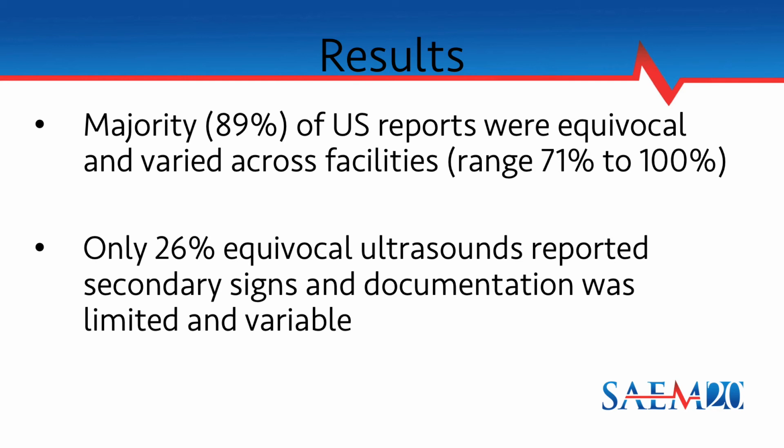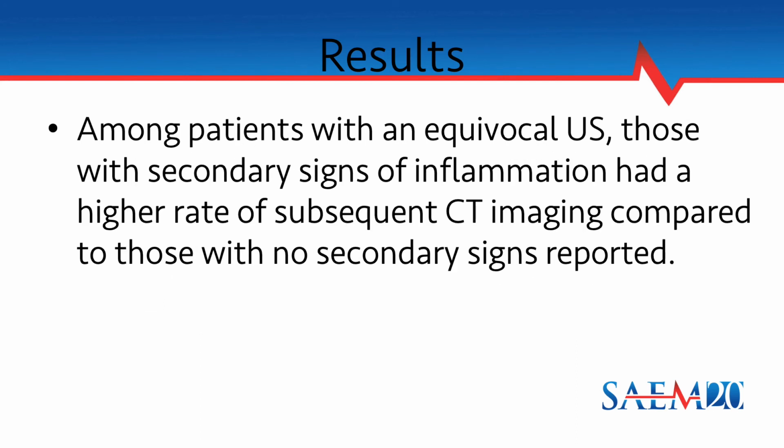Only 26% of equivocal ultrasounds reported secondary signs, and documentation for this was even limited and variable, with 13% documenting free fluid, 7% enlarged lymph nodes, 5% peristalsis, and only 1% documenting lower quadrant tenderness. Among patients with an equivocal ultrasound, patients with secondary signs of inflammation had a higher rate of subsequent CT imaging compared to those with no secondary signs reported, whether this was because they were not present or not documented.